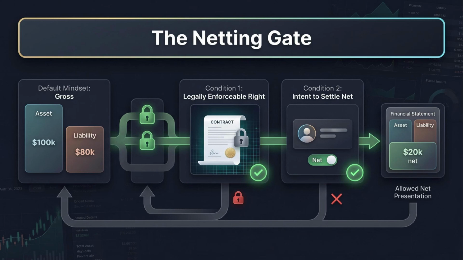Now we come to the netting gate, and this is where many students and even professionals can become a little too casual. ASC 210-20 starts with a conservative mindset. Show assets and liabilities gross unless net presentation is allowed. In simple terms, do not reduce the balance sheet just because two amounts relate to the same counterparty or because the net number looks cleaner. For netting, the entity needs proper support, especially a legally enforceable right of set-off and the required intent or ability to settle net or simultaneously.